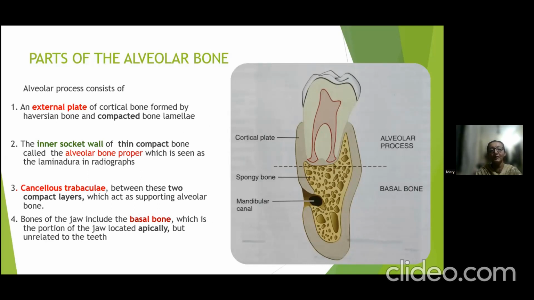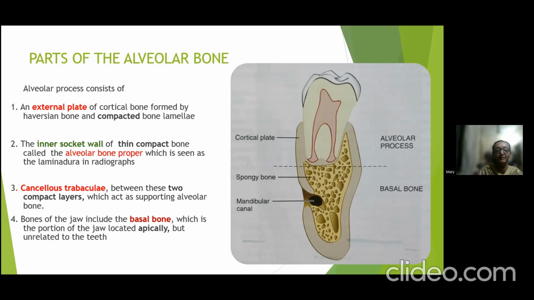So now let's see what the external plate of cortical bone is. It's mainly formed of Haversian bone and compacted bone lamellae. Whereas the inner socket wall of thin compact bone, called the alveolar bone proper, which is usually seen in radiographs as lamina dura, occurs adjacent to the tooth, that is, it forms the socket wall. Then cancellous trabeculae: between these two compact layers, that is the external plate as well as the inner socket wall, we have the cancellous trabeculae, which act as supporting alveolar bone.